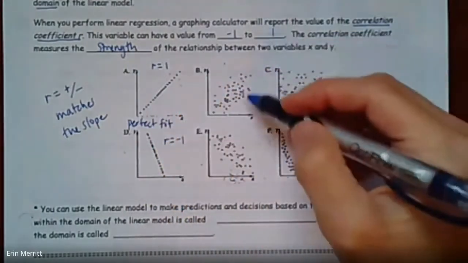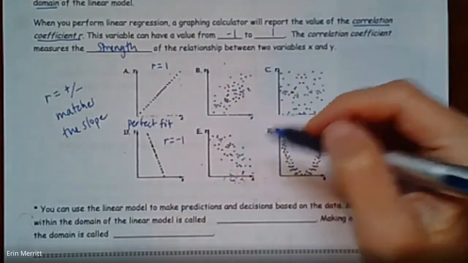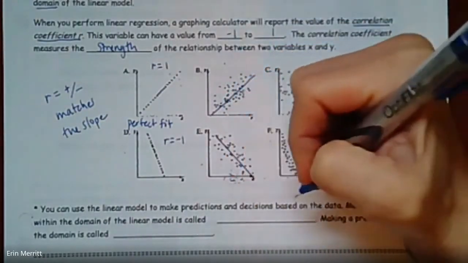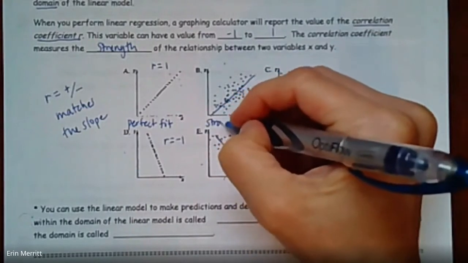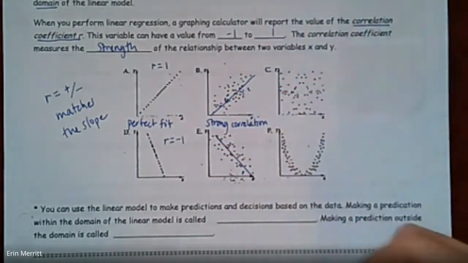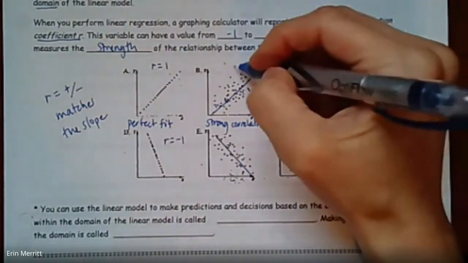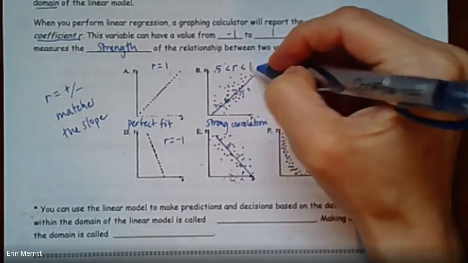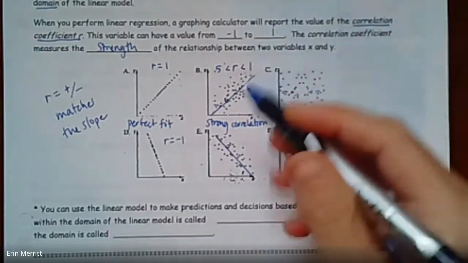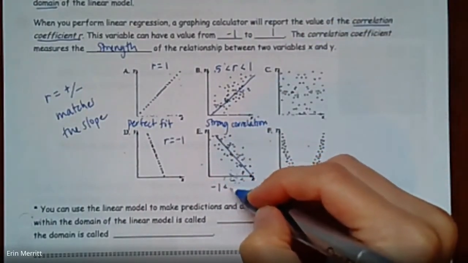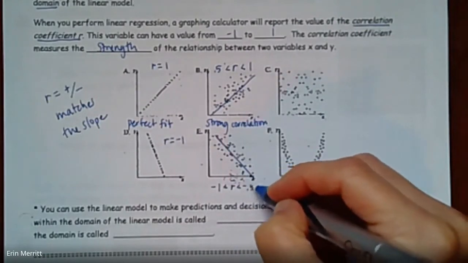All right, here we would still call this a strong correlation. You can tell that the data is trending up to the right or trending down to the right. So this is considered a strong correlation where you can still see what's going on. In that case, the R value would come out between 0.5 and 1. Or if it's negative, it would come out between -1 and -0.5.